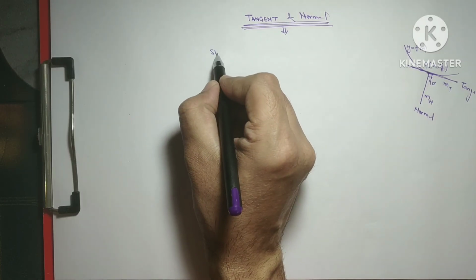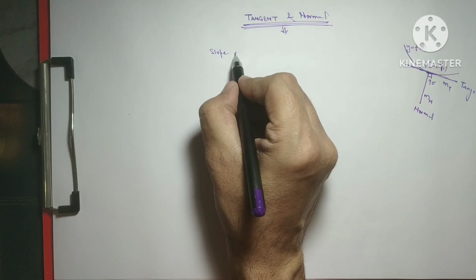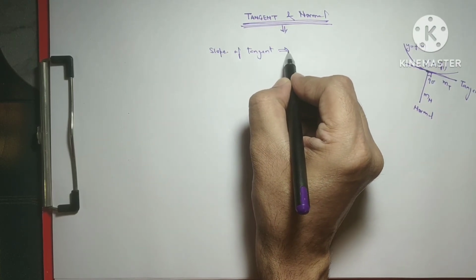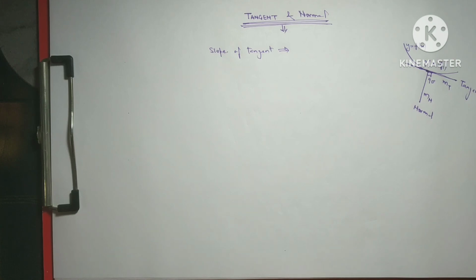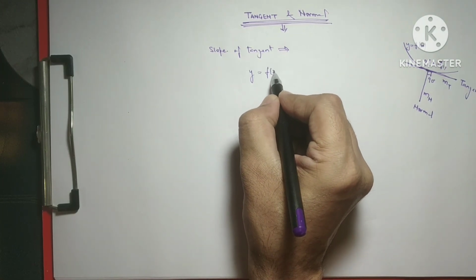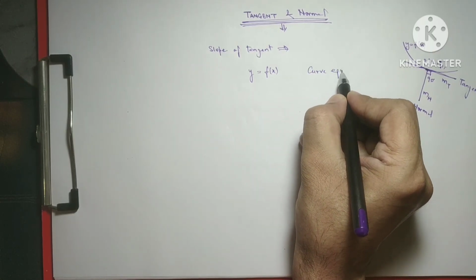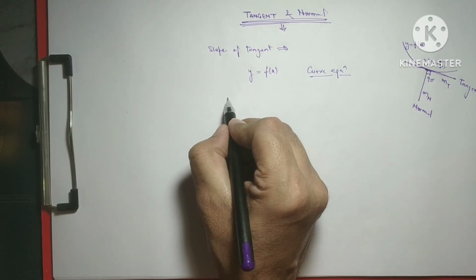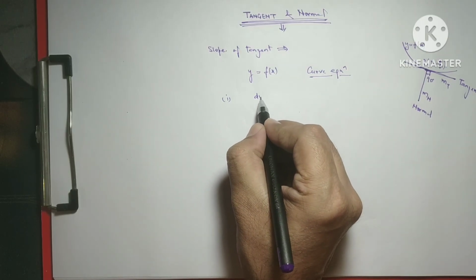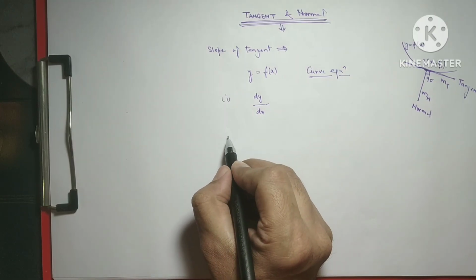First we will collect the slope of tangent. So the working procedure is, first we have the equation of curve y equals to f(x). Now we will differentiate it. So the result will be dy over dx on first differentiation.